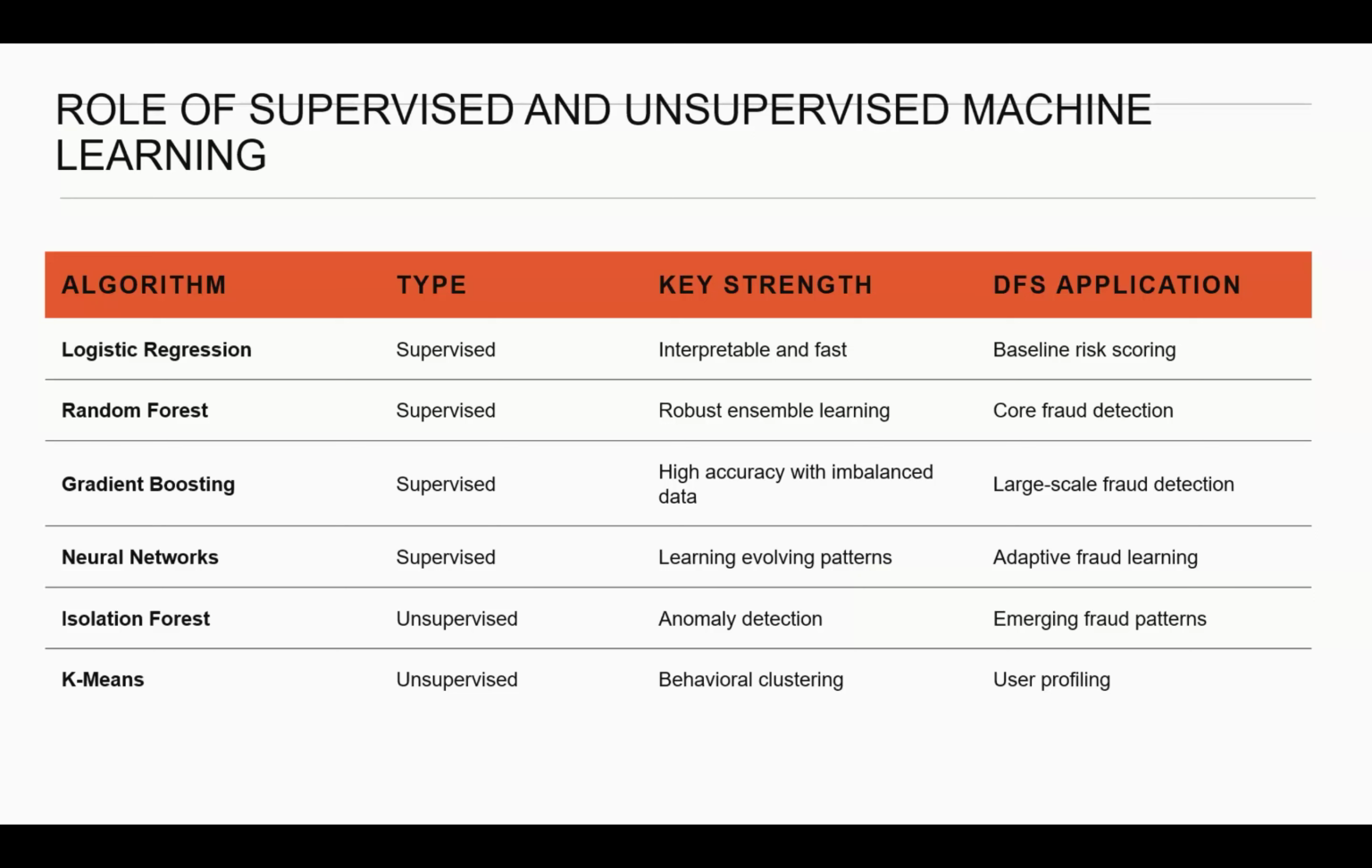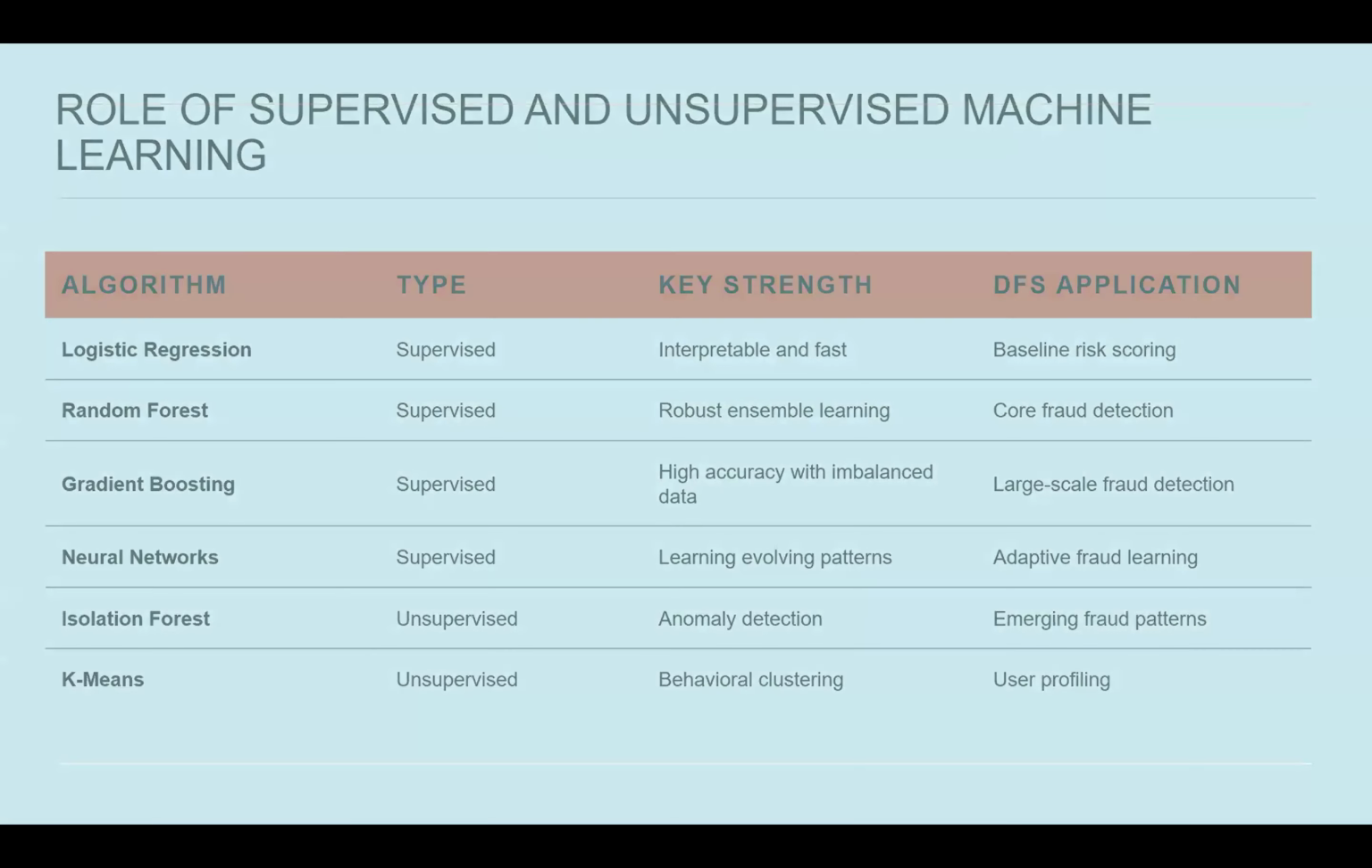Then we have the K-means algorithm, which is also unsupervised. This one looks at the behavior of the fraudsters or the attacks. It is able to cluster the behavioral patterns and indicate what they could be, so it's used in user profiling. You can move to the next slide.